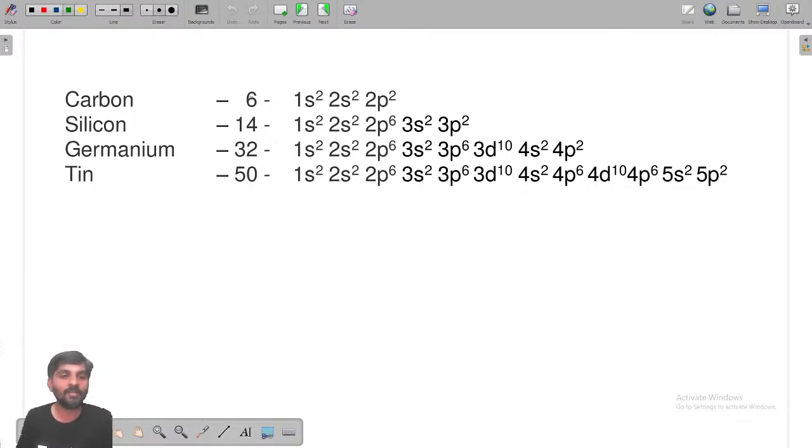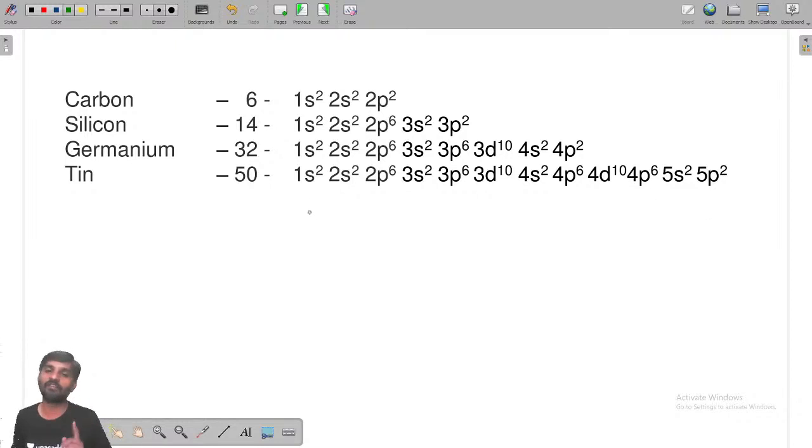You can see carbon's electronic configuration is 1s2, 2s2, 2p2. Silicon has 14 electrons: 1s2, 2s2, 2p6, 3s2, 3p2. Germanium has 32 electrons: 1s2, 2s2, 2p6, 3s2, 3p6, 3d10, 4s2, 4p2. Tin has 1s2, 2s2, 2p6, 3s2, 3p6, 3d10, 4s2, 4p6, 4d10, 5s2.